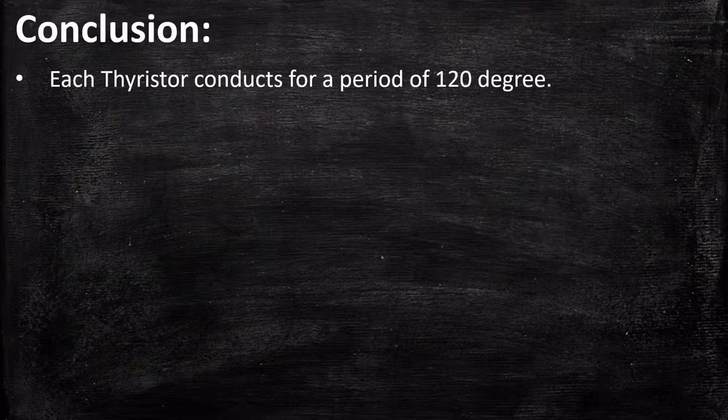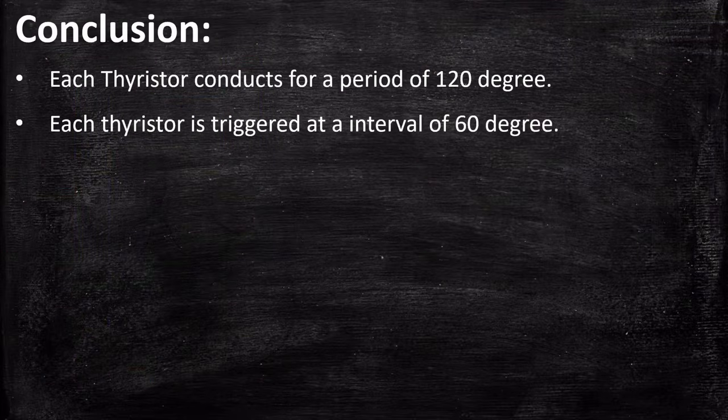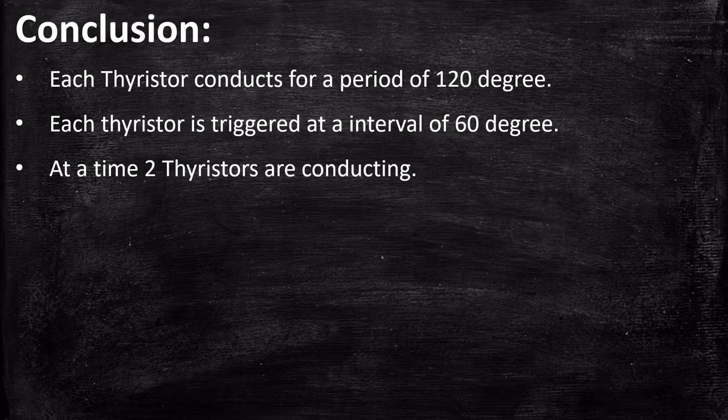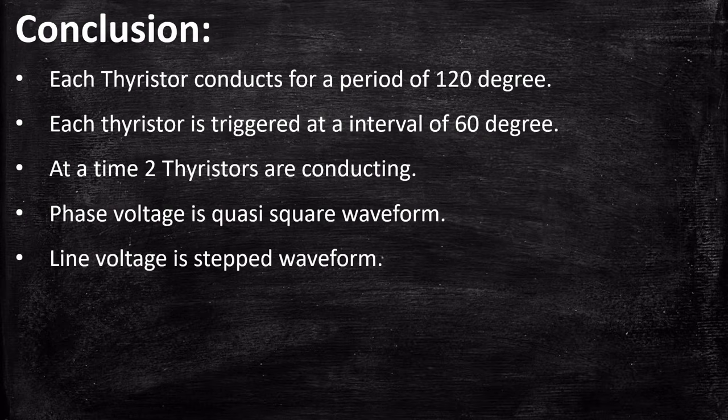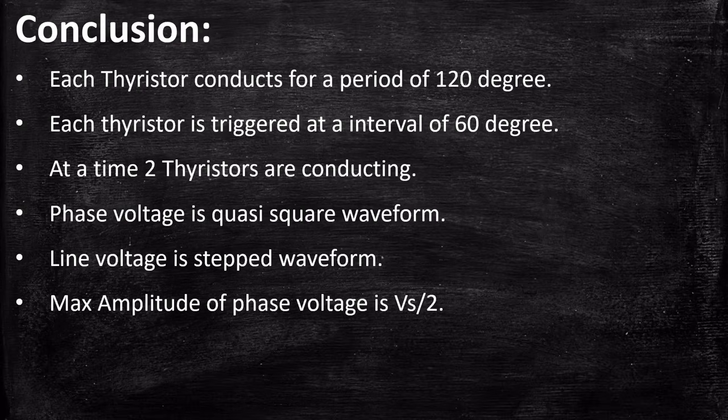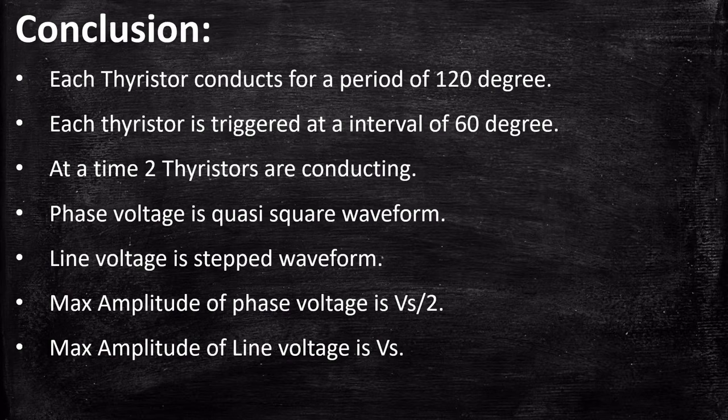Now what is the conclusion? Each thyristor conducts for a period of 120 degrees, and each thyristor is triggered at an interval of 60 degrees, isn't it? At a time, only two thyristors are conducting. The phase voltage is basically a quasi-square waveform, which we saw. The line voltage is a stepped waveform, which we saw again. The maximum amplitude of the phase voltage is Vs by 2. The maximum amplitude of the line voltage that we saw was Vs. So these are the inferences that we can get from the waveform.